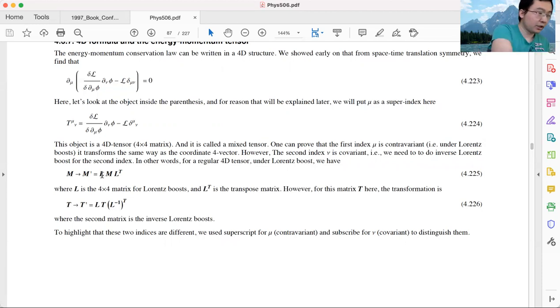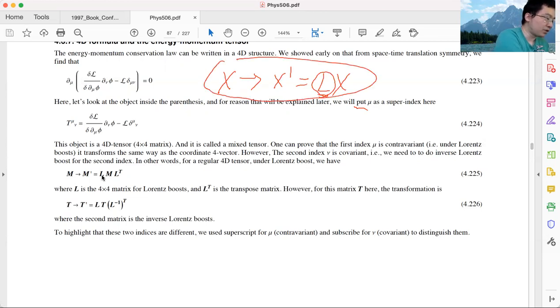We learned early on that for a 4D vector, say x, under Lorentz boost it becomes x prime, which equals Lx. This L is a 4 by 4 matrix that gives us the Lorentz boost, the same 4 by 4 matrix we use to boost T, X, Y, Z. So the vector is defined this way, and a rank 2 tensor is defined this way.